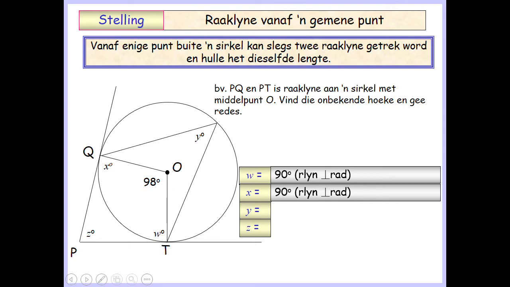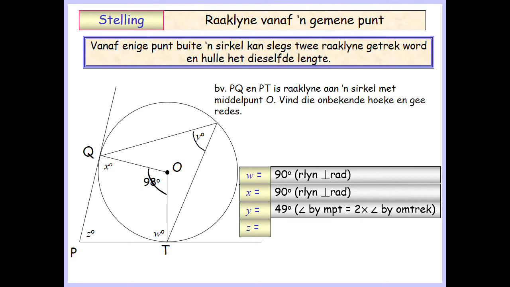Okay, wat sal die grootte van hoek Y wees? Jy moet nou julle ander ding gebruik. Mooi, middelpunthoek 2 keer omtrekshoek. Okay, remember we did that? This angle will be double that angle because they are subtended by the same arc. Sien jy nou?